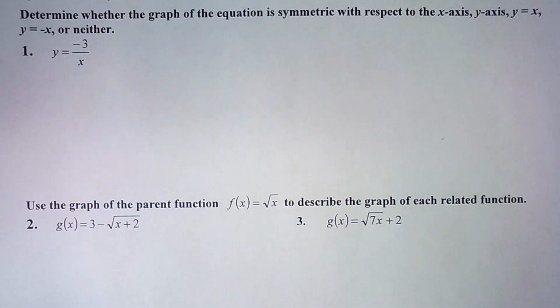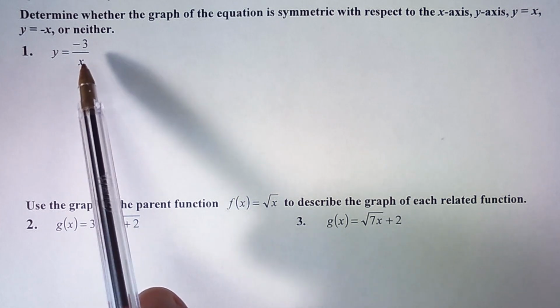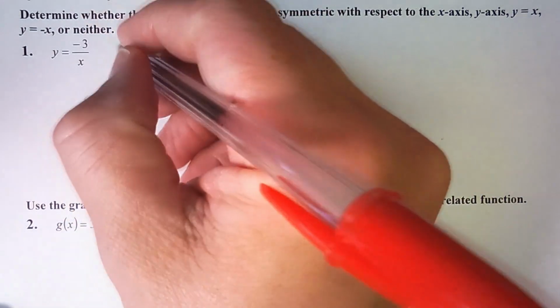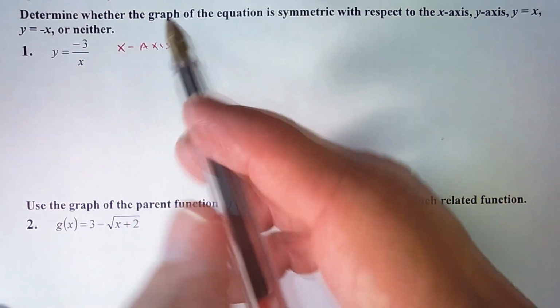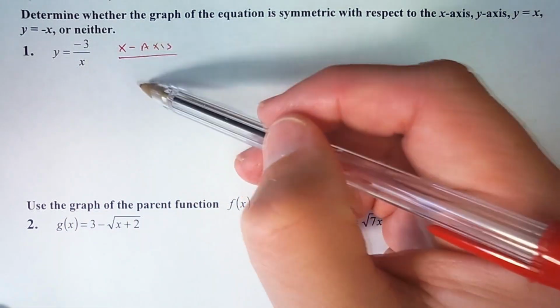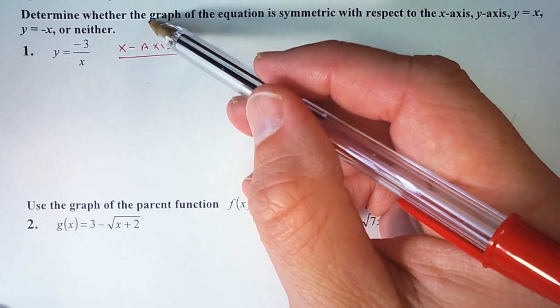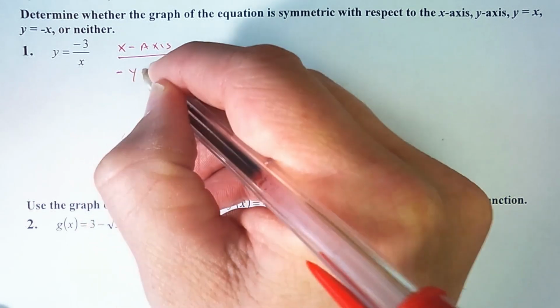So let's end this with a little review of symmetry in functions and transformations of functions, just so we can keep those things fresh in our mind. So our first question here, y equals negative 3 over x, we want to know, is that symmetric with respect to the x-axis? If it is symmetric with respect to the x-axis, then it will be symmetric vertically. So for every y that exists, the opposite of y will also exist. So we do opposite of y.